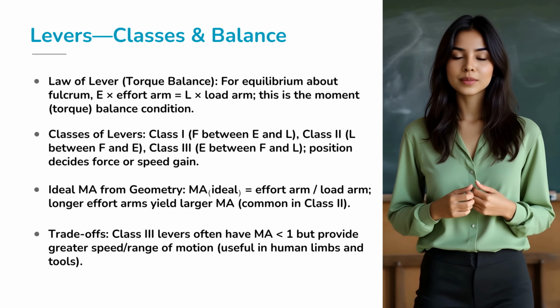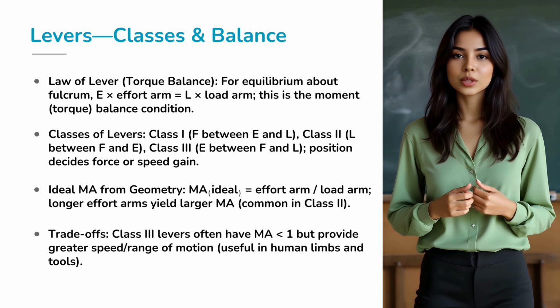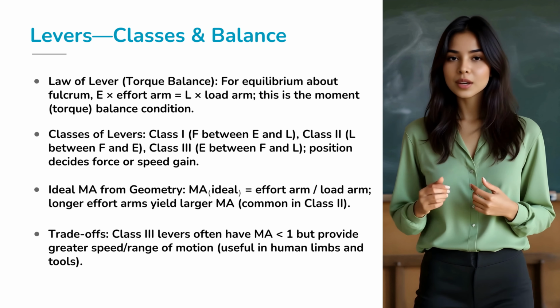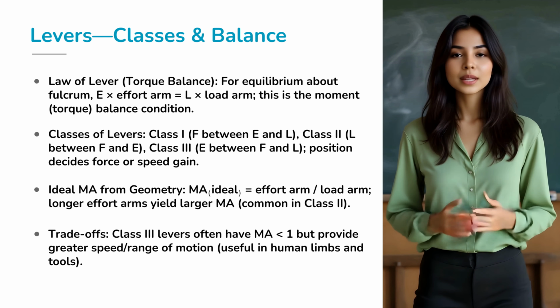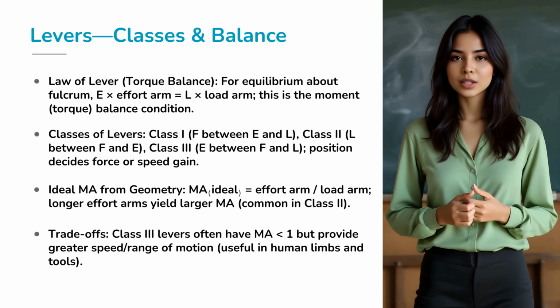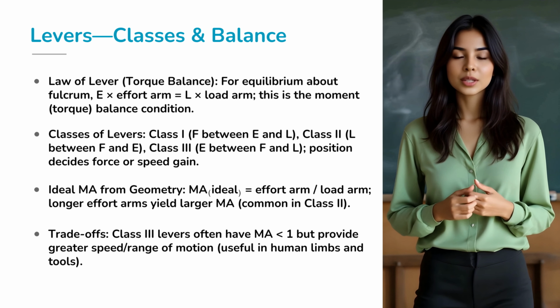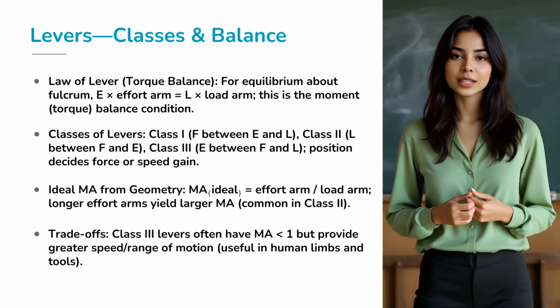load. In a Class 1 lever, the fulcrum lies between the effort and the load. In a Class 2 lever, the load is positioned between the fulcrum and the effort. In a Class 3 lever, the effort is applied between the fulcrum and the load. This arrangement determines whether the lever is designed for a force gain or a speed gain.